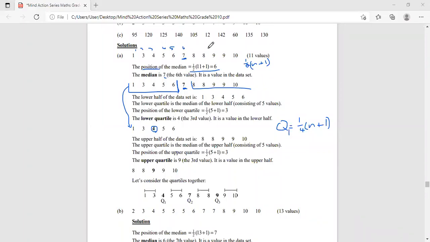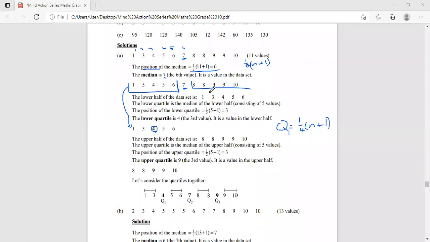Okay, 2D, you're saying by the lower half, do you mean the numbers before the median? Yes, these are the numbers before the median. Oh, Mutondi, forgive me for that. The upper half is the numbers after the median.